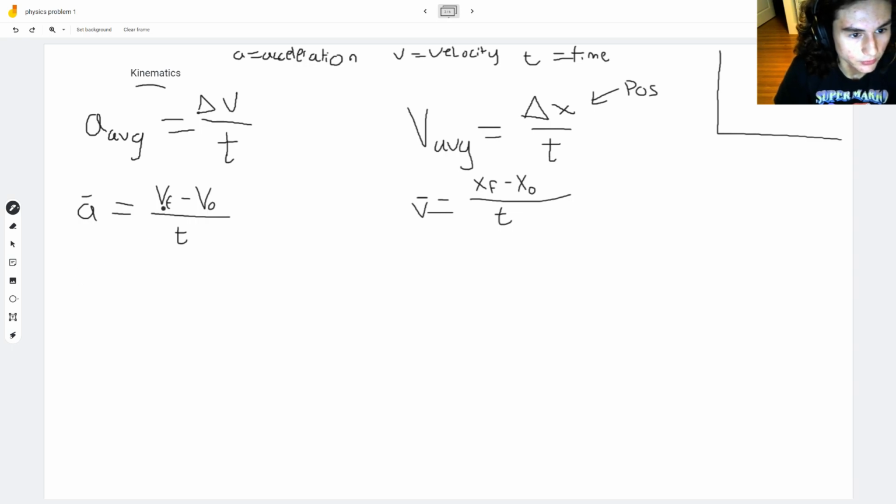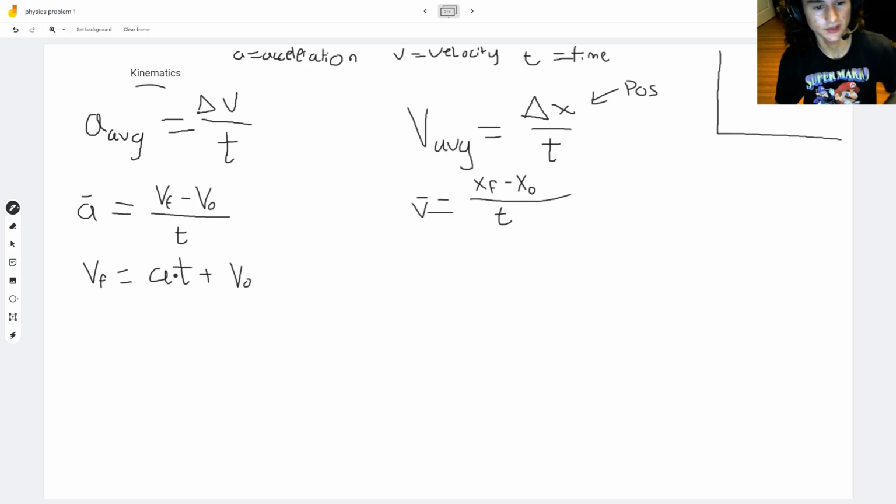When we use algebra, we're going to multiply both sides by t, and we're going to add the v naught on the other side after we've done that, giving us a value of v final equals a times t, plus we have the v naught moved to the other side by adding it, v naught. And I'm going to just add a little tail to this so that you know it's a t.